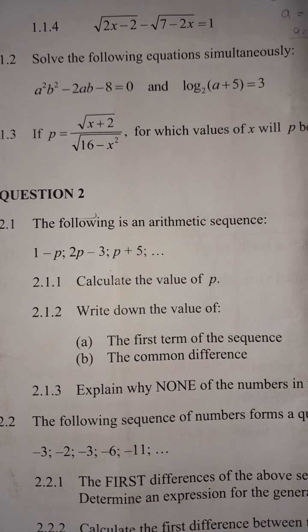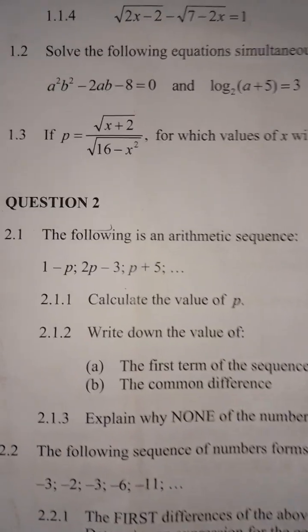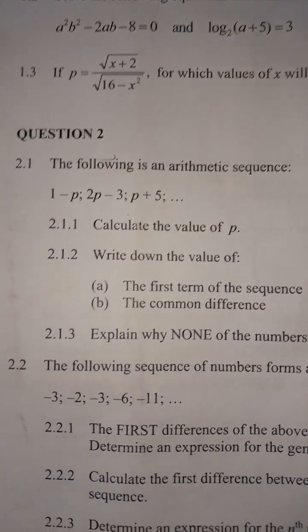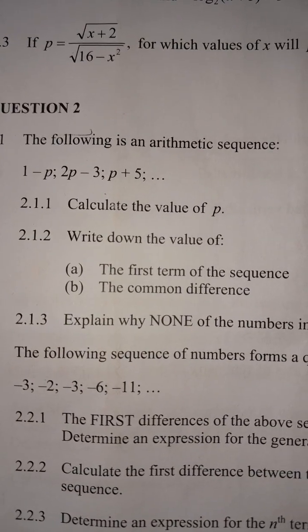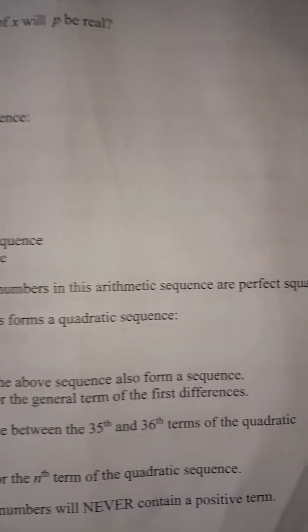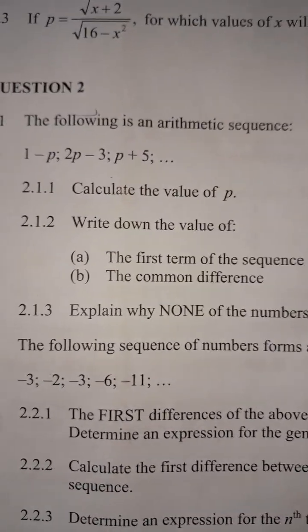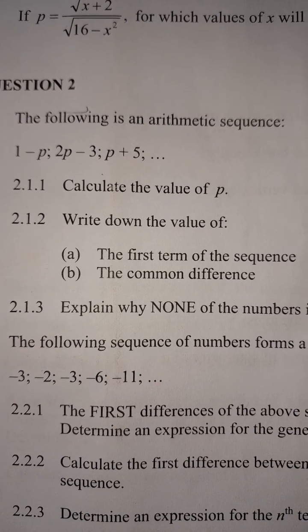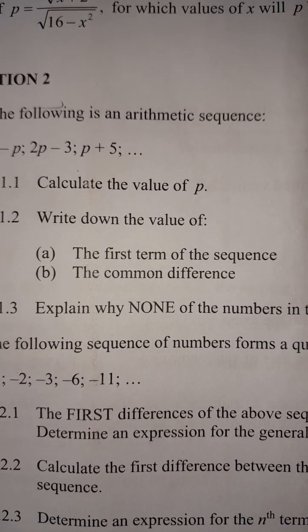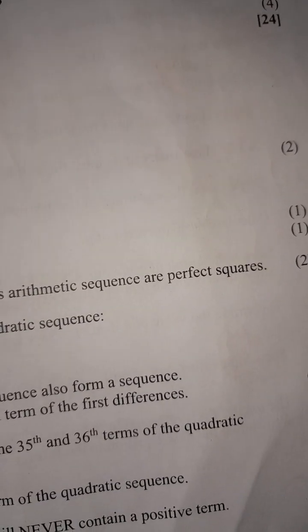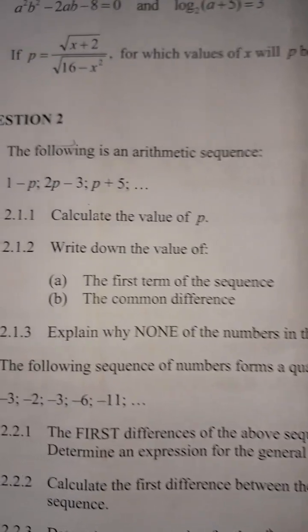Right, guys, in this video, we are going to work with patterns. So the first pattern says that the following is an arithmetic sequence. We're given 1 minus p, and 2p minus 3, and p plus 5. Calculate the value of p. How many marks is that? That's 2. Right, let's start with the value of p, guys.